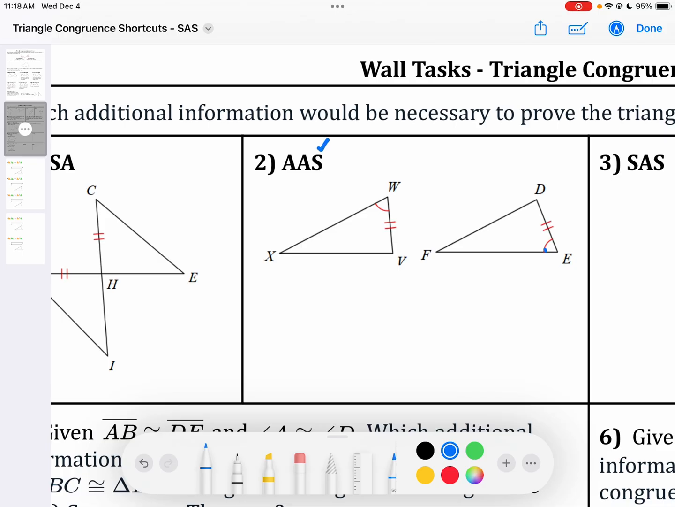Now the hard part is figuring out which angle we have. Do we have the angle that's connected to the side, or do we have the angle that's not connected to the side? If we're looking at the shortcut, this is the angle that's not connected, and this is the angle that is connected. So which angle you want depends on which angle you have. To figure that out, I'm going to put my pen on the tick marks, and I'm going to go to the end point.